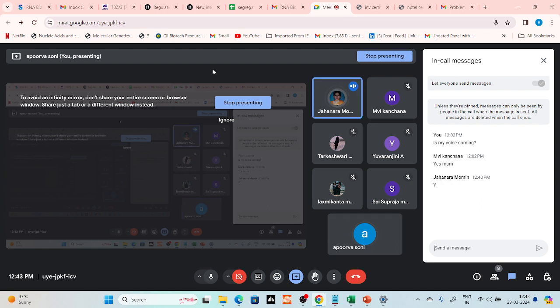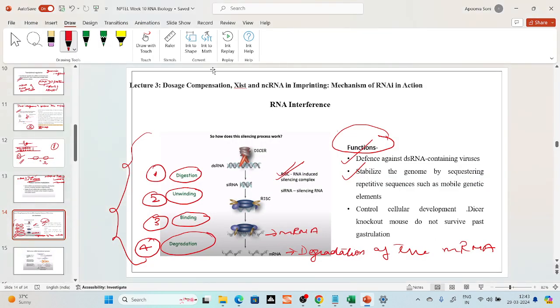Transposable elements. Yes, transposons. Very good. So transposons are the mobile genetic elements, and we have already studied that these transposons can cause mutations also. So the activity of these transposons needs to be controlled. And for controlling the activity of the transposons, this RNA interference comes into the picture. Because of this RNA interference mechanism, highly repetitive sequences and transposons are degraded. So they maintain the stability of the genome.